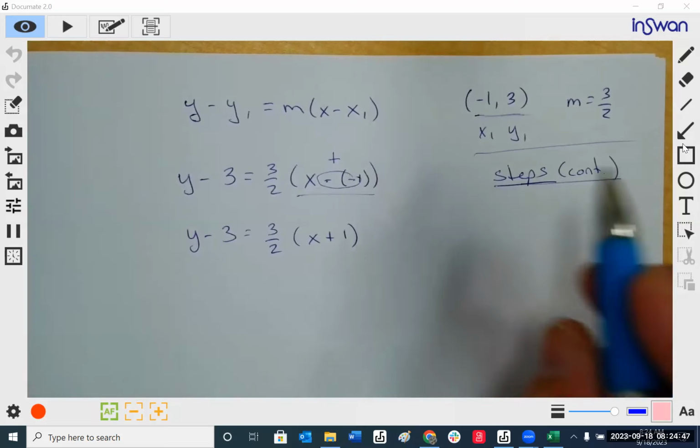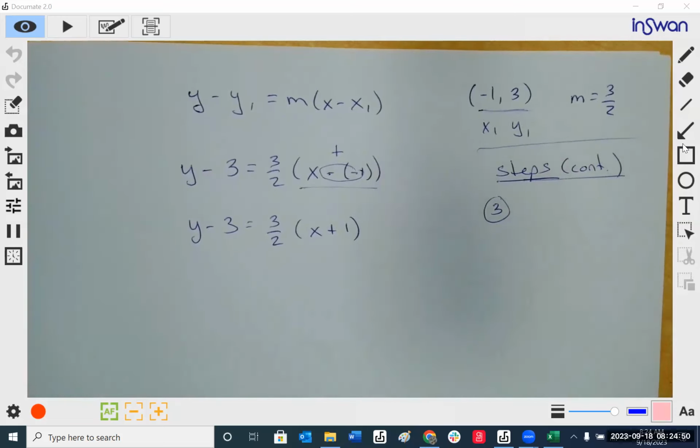Steps continued. Step 3. What do we do here? You can, but that wouldn't be wrong. You would have a lot of fractions, though. Rule of thumb is, if you have fractions and the equal sign, get rid of the fractions. Because, again, the less you have to write, the less chance of mistake you'll have. Fractions inherently require 2 extra steps to write the number. So how do we get rid of the fractions?